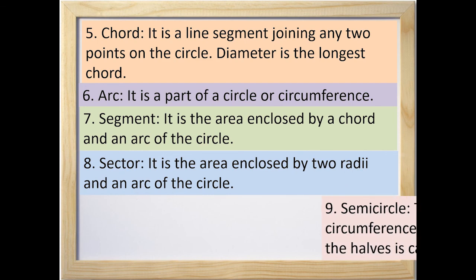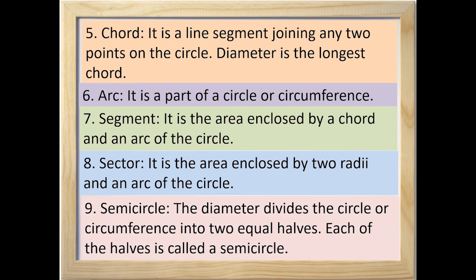The next is the semicircle. The diameter divides the circle or circumference into two equal halves. Each of the halves is called a semicircle. Did you all understand? Is it clear and easy?